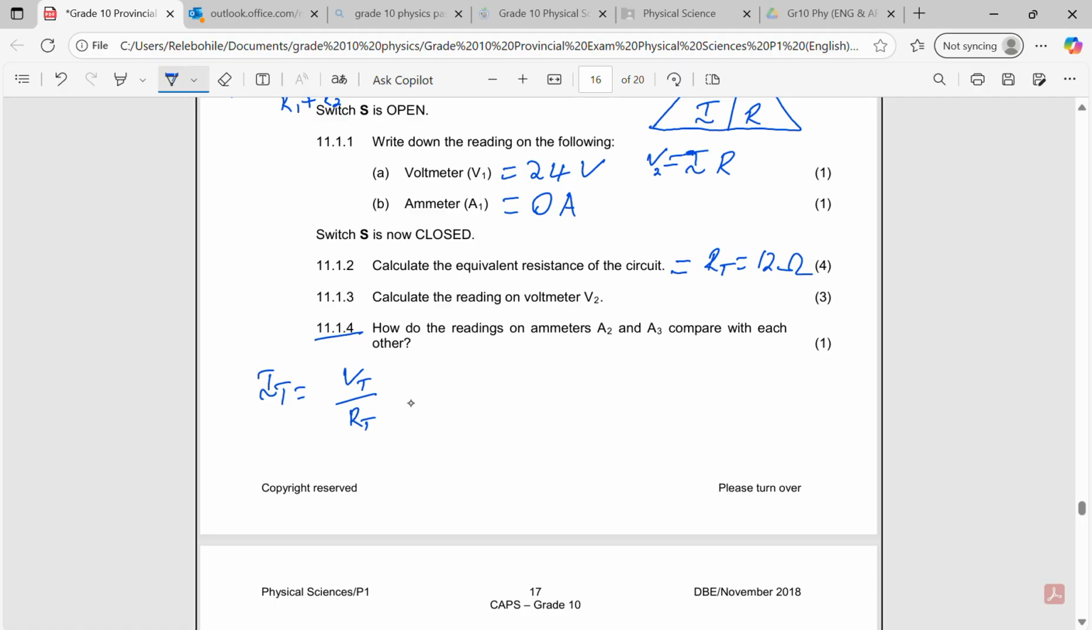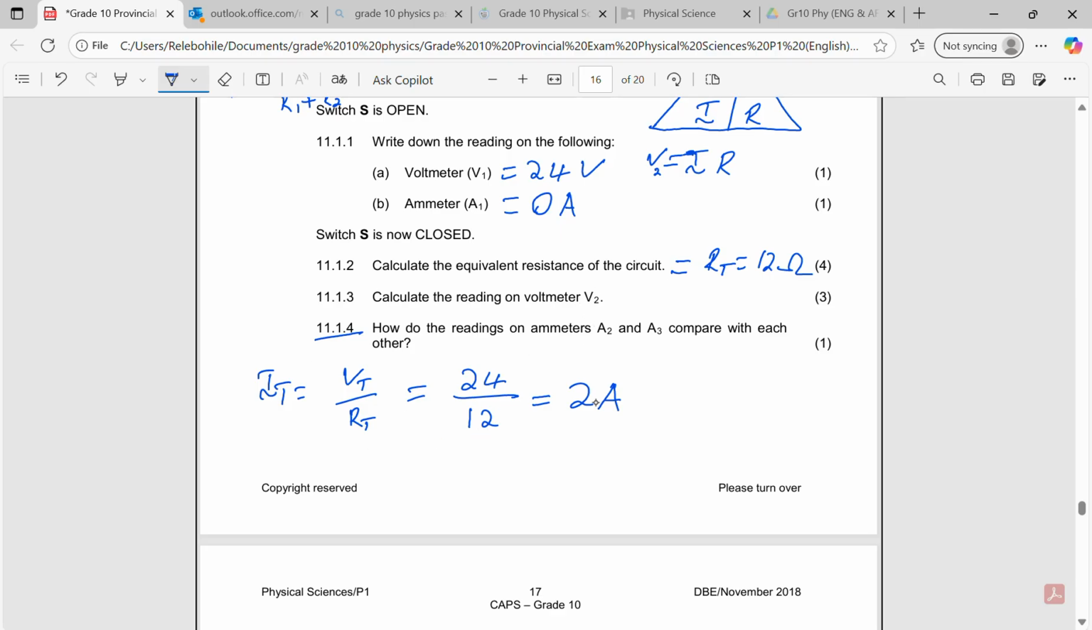And then from there we substitute. What is our VT? Our VT, guys, remember, is 24 volts, which is the total voltage. What about the total resistance? The total resistance is 12 ohms. And what is 24 divided by 12? It's going to be 2. What is the unit for current? It's amperes, right? Remember, we are not looking for current, but we need it in this case to find V2.